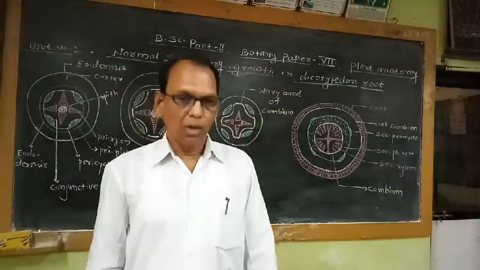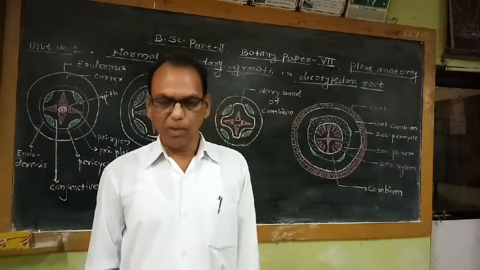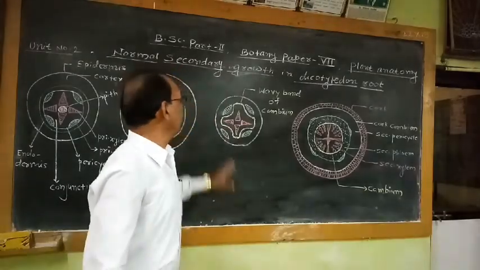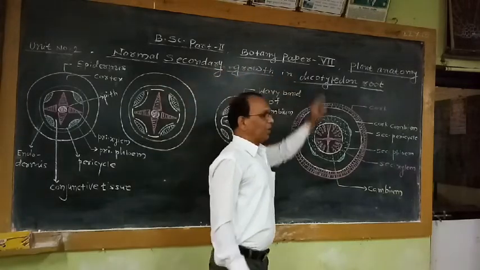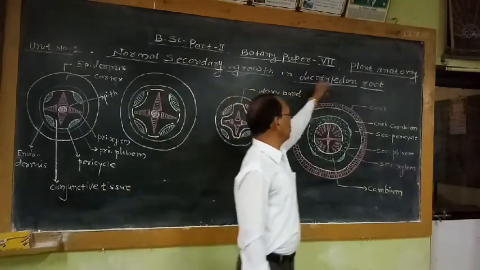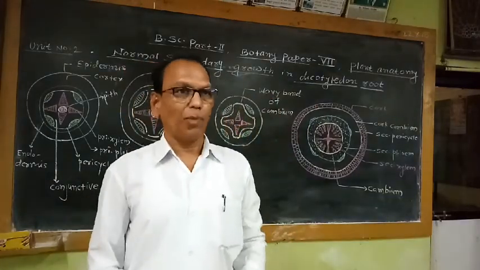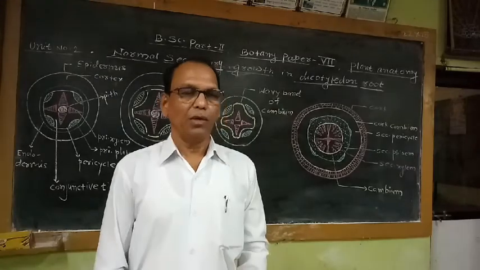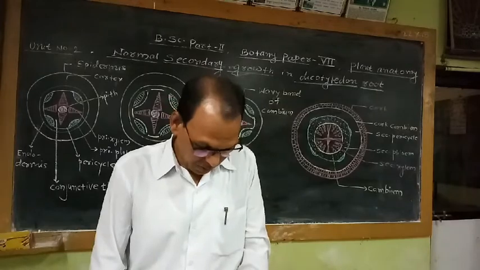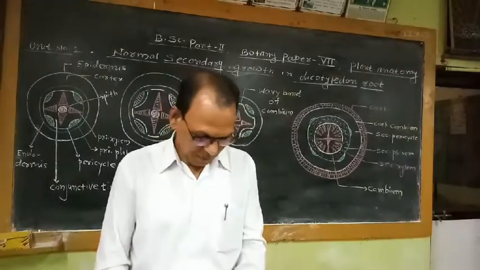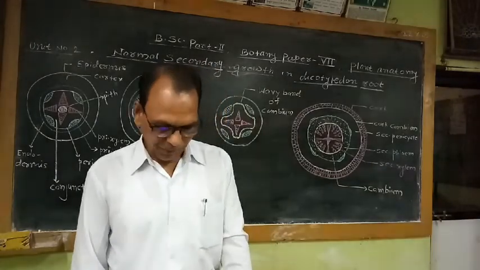Hello friends, today I am going to discuss one topic from unit number 2 from paper 7. The title of today's paper, paper 7, is plant anatomy. Under the heading of this plant anatomy paper, we are going to study two major units. First unit is organization of higher plant body and second unit is secondary structure in the plant body.